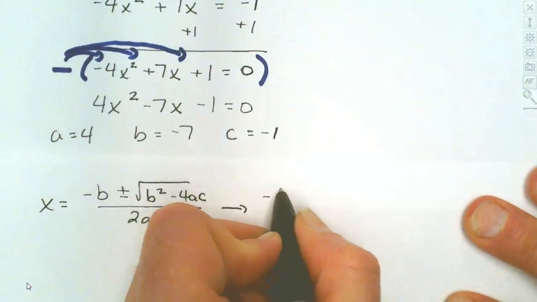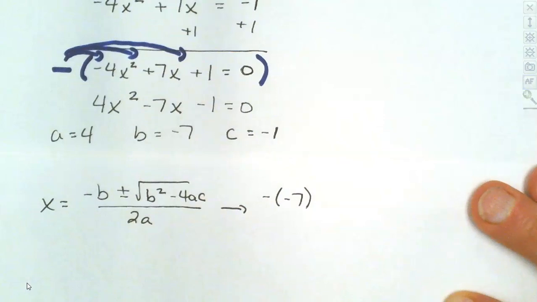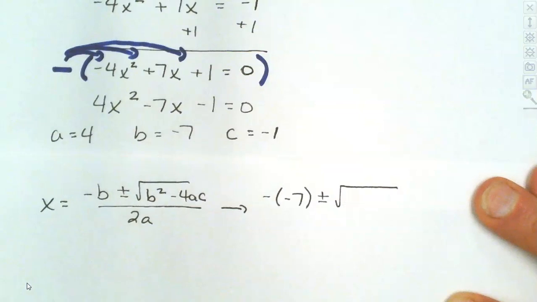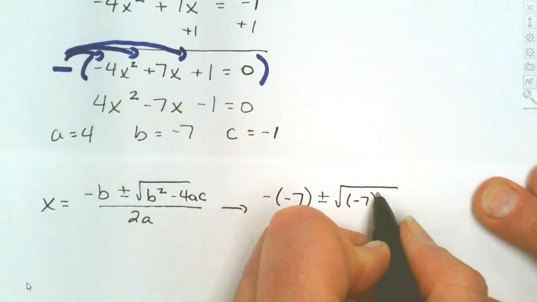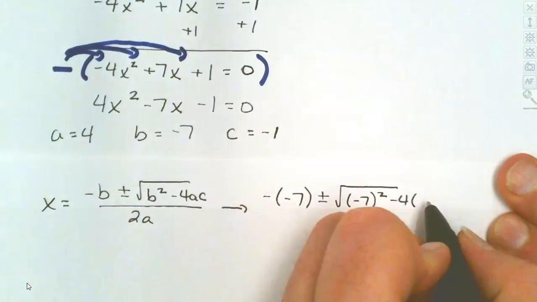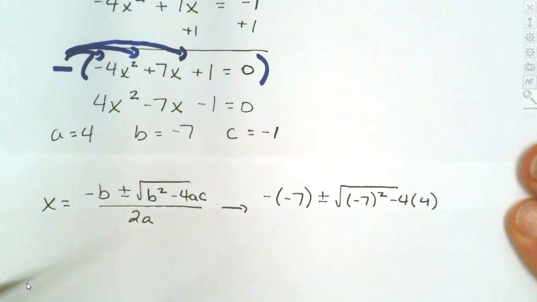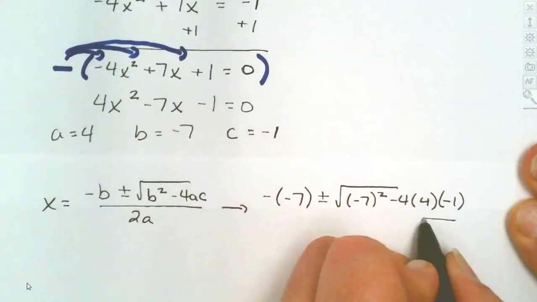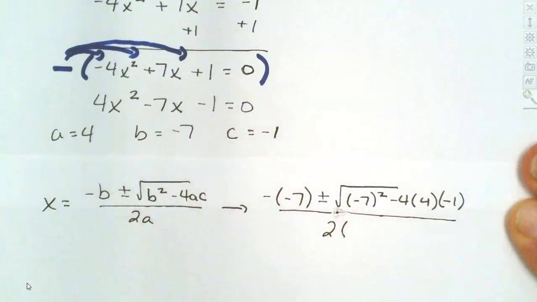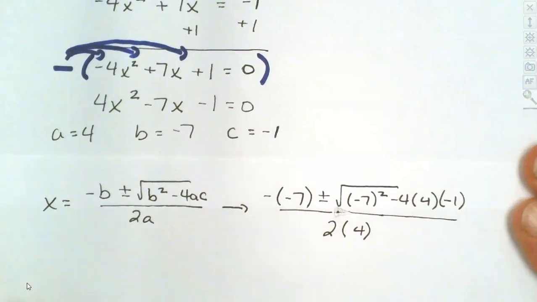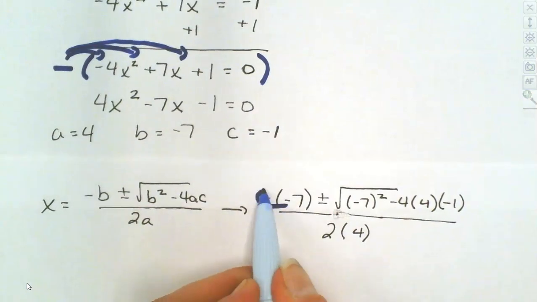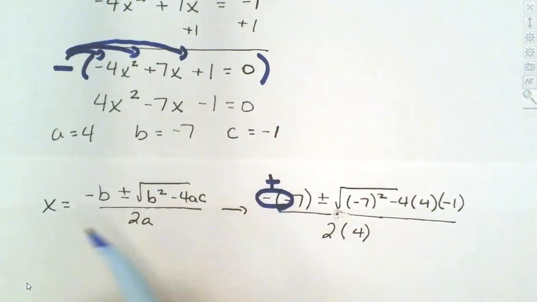Again, watch your signs. We have a minus 7 plus or minus the square root of a minus 7 squared minus 4 times 4 times a negative 1 all over 2 times 4. We know that double negative in front of that 7 is going to make that positive.